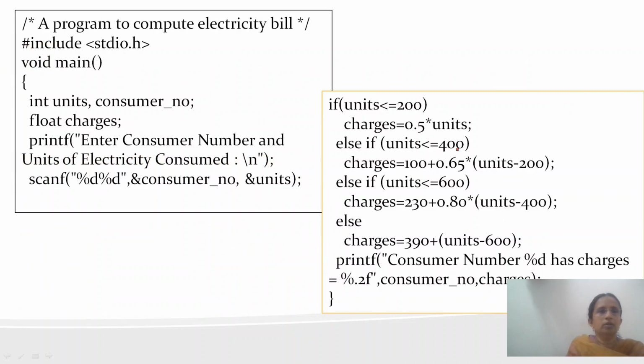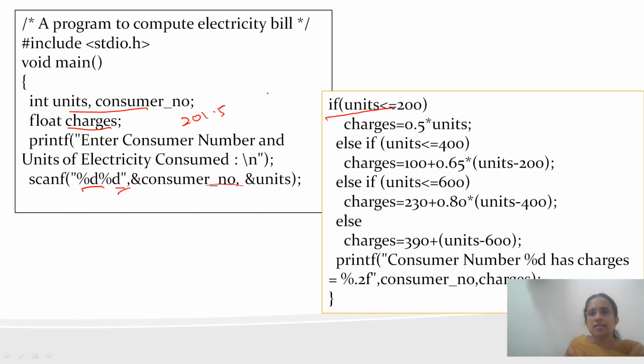This is the code. We have declared units and consumer number. Charges can be a floating point number, like 2.5 etc., so that is given as float. Read the consumer number and the units of electricity consumed using %d. Units is 200, 300 etc., so units is given as an integer.